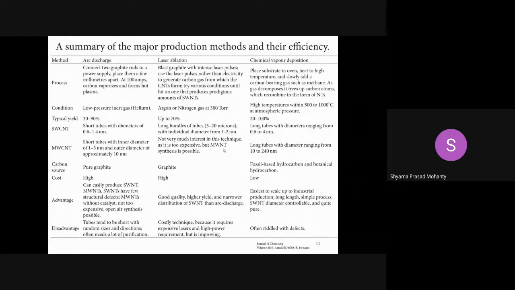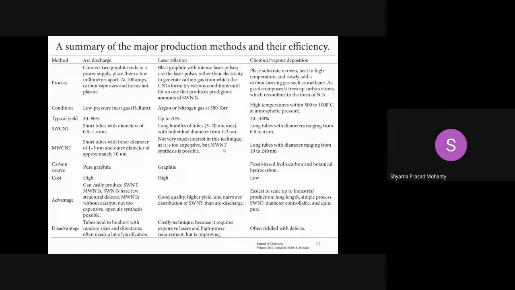Based on the processes we utilize to synthesize the carbon nanotubes, they have their own qualities and their own efficiencies. Typically the arc discharge method is used, or you can have the laser ablation method or the chemical vapor deposition method to prepare these carbon nanotubes. In case of the arc discharge method, you have two graphite rods and you supply some current of a few amps, and carbon will vaporize to form hot plasma, and you can generate these carbon nanotubes from that.